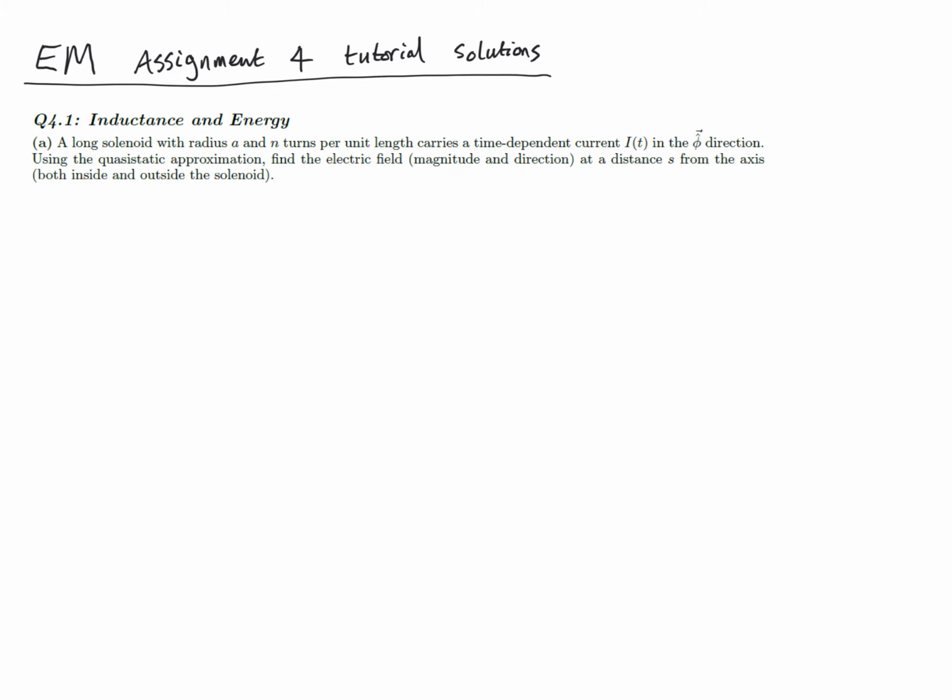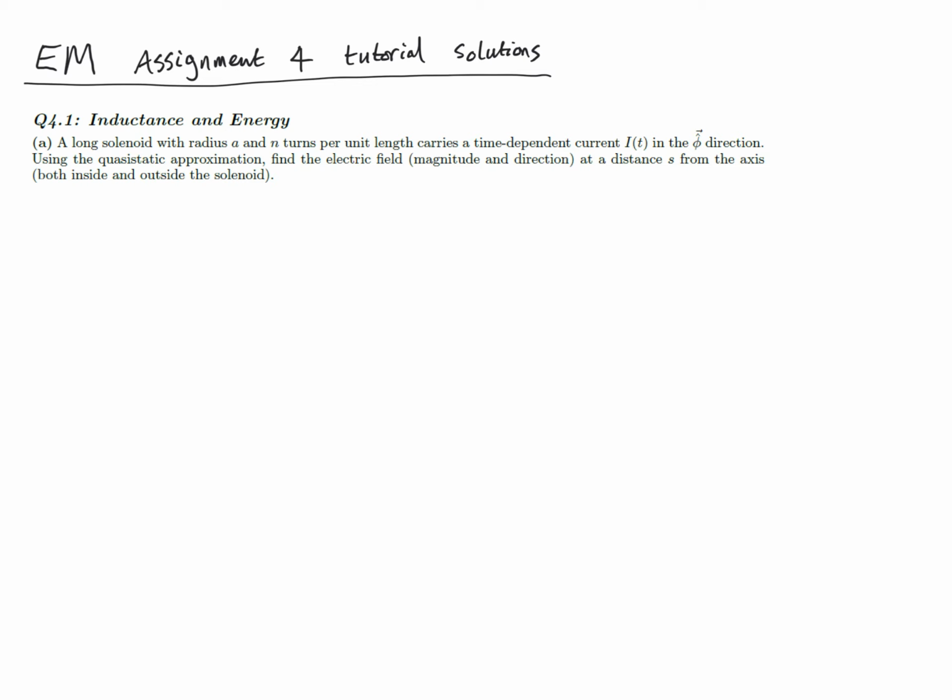So we have a long solenoid of radius a with n turns of wire per unit length, carrying a time-dependent current I of t in the circumferential phi hat direction. We're supposed to use the quasi-static approximation, so it tells us to find the electric field, the magnitude and direction, at a distance s from the axis, both inside and outside of the solenoid.